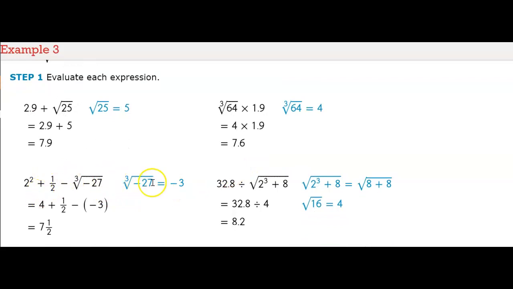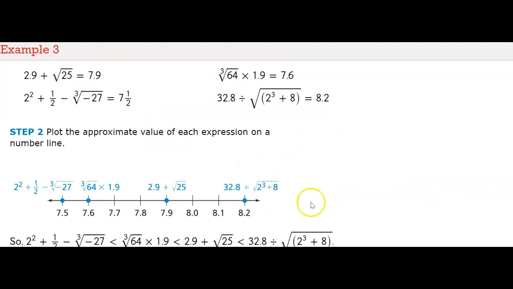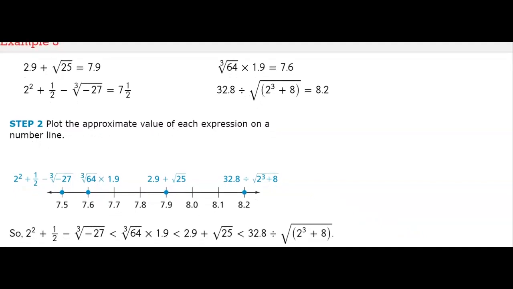So here you have that broken down. You find the cube root, negative 3. And then you have 2 squared, it's 4, plus 1/2, minus, that came from here, negative 3. And then you add that up, you get 7.5. Then you have your cube root of 64 times 1 and 9/10, and then you get that. And you solve this last expression, and you get that. Then you plot them on a number line and order them just like you did in the previous example.